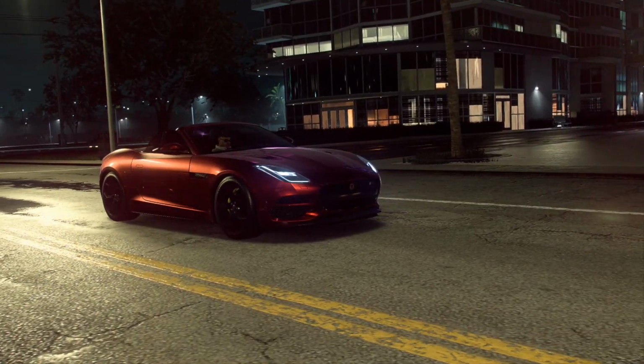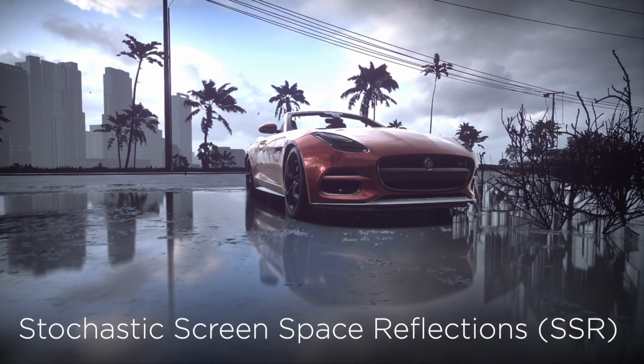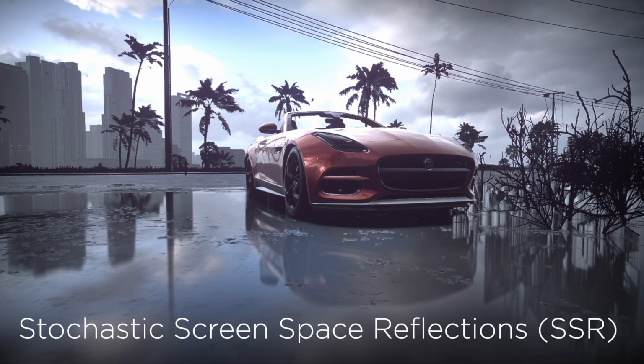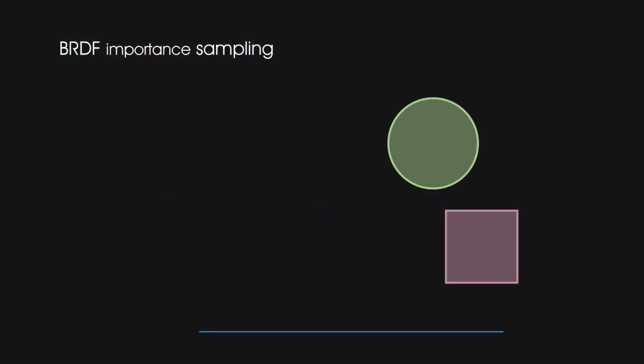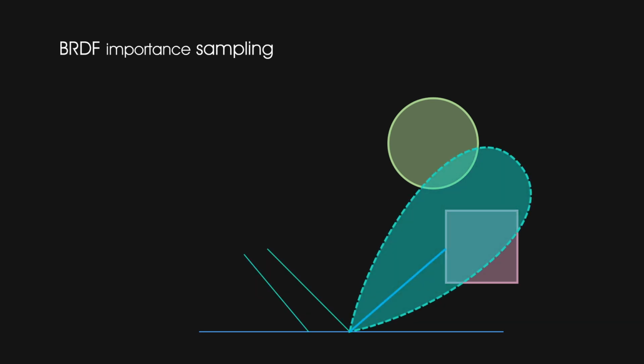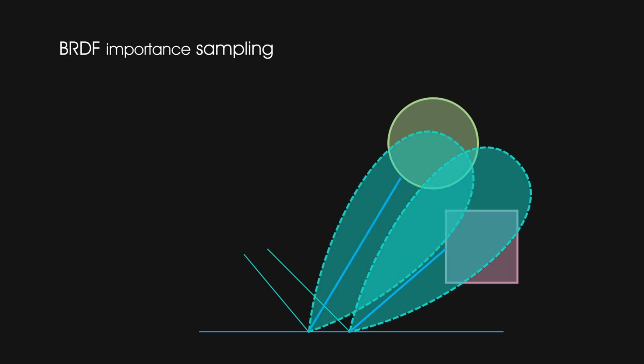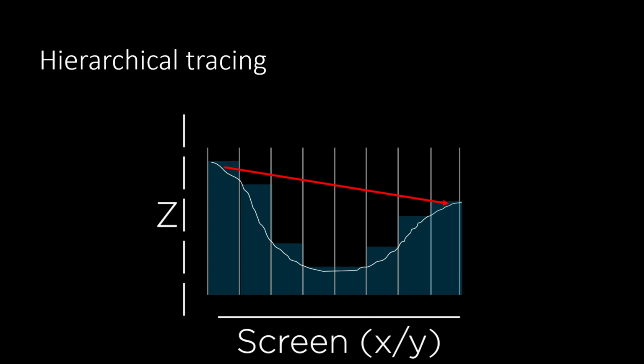Stochastic screen space reflections is Frostbite's screen space reflection implementation. Based on the surface normal and the G-buffer material properties, a small number of rays are traced for each pixel. Like in ray tracing, the reflection vectors are chosen based on BRDF importance sampling. Screen space ray marching is then performed along the reflection vectors until a hit is found and the color buffer is sampled. The hierarchical depth buffer is used as an acceleration structure to improve the ray marching performance.